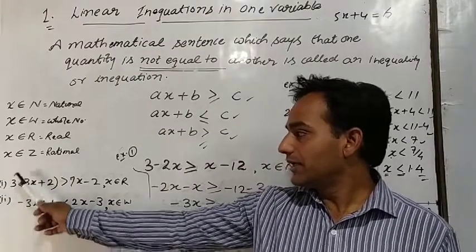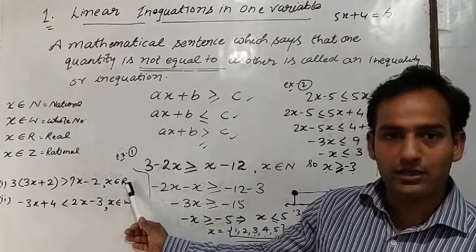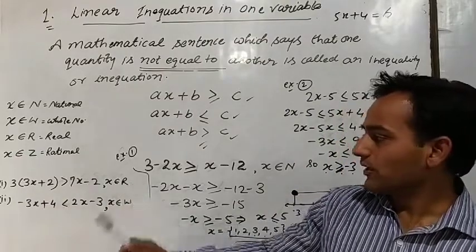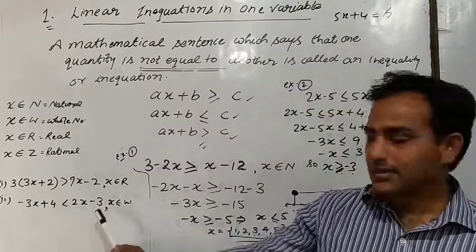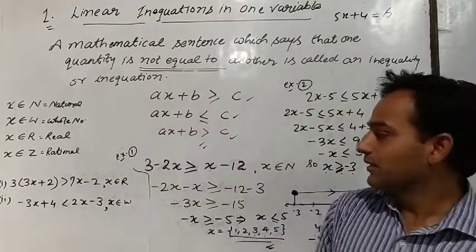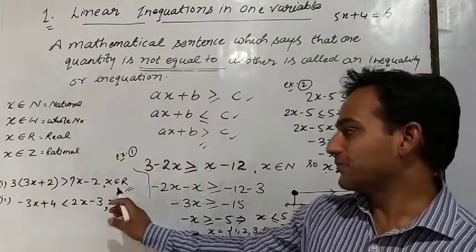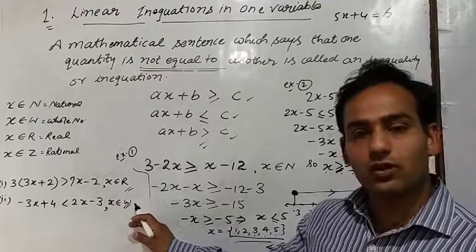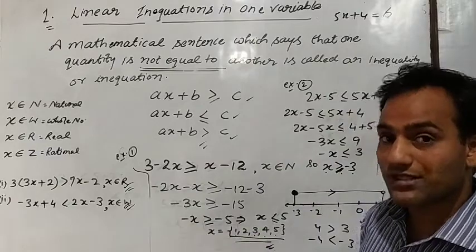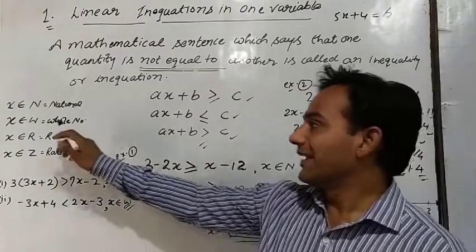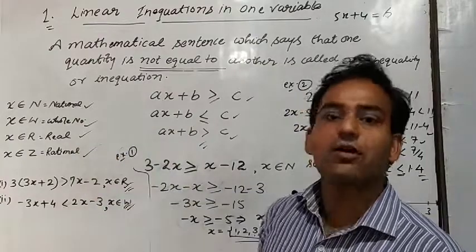The first one is 3(3x + 2) > 7x - 2. x belongs to real numbers. Note it down. In the second one, -3x + 4 < 2x - 3, and x belongs to whole numbers. See, these conditions you have to see very carefully, whether x belongs to real numbers or whole numbers, because on this basis you will get different solution sets. x may belong to natural numbers, whole numbers, real numbers, rational numbers, or integers.